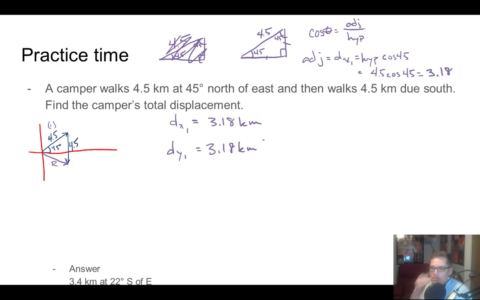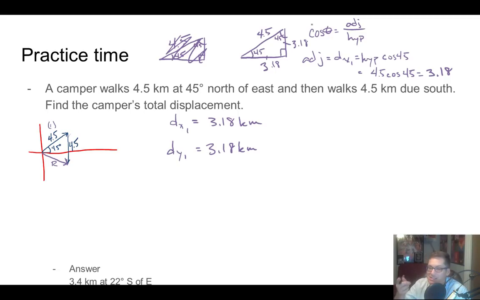Now to double check ourselves, we can use the Pythagorean theorem and make sure that these numbers add up. This number is 3.18, and this number is also 3.18. So if we take 3.18 squared and add it to itself squared, and then take the square root of that, we should get something really close to 4.5. I got exactly 4.5. So nice, math still works.